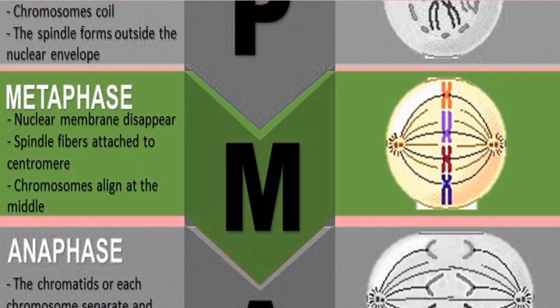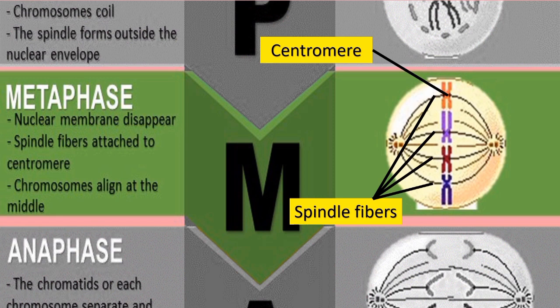Now let's proceed to metaphase. During metaphase, the nuclear membrane disappears. What about the spindle fibers? What can you observe? Very good. The spindle fibers attach to the chromosome, specifically to the centromere. Centromere is a specialized region of chromosomes where it serves as the attachment point for spindle fibers.